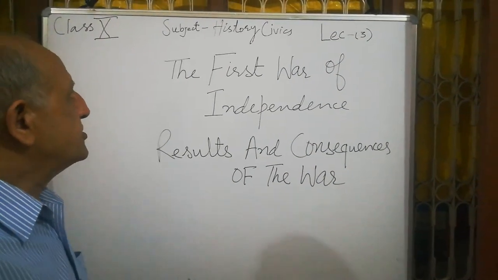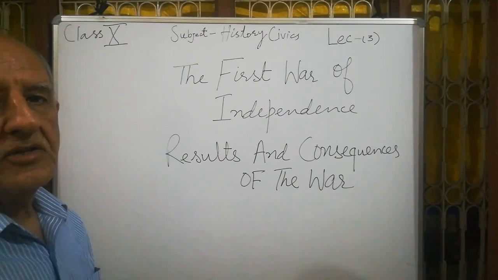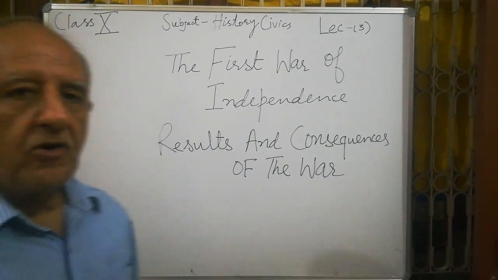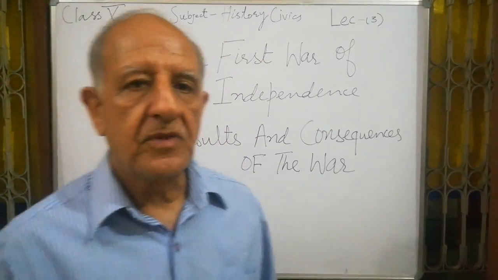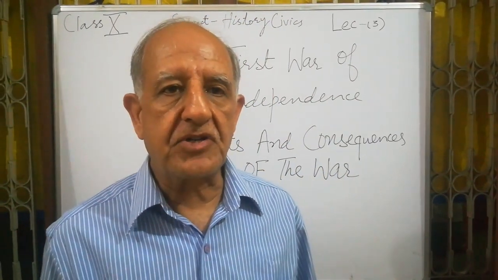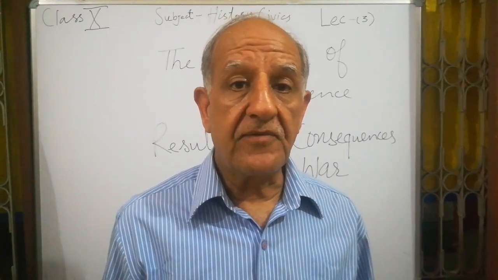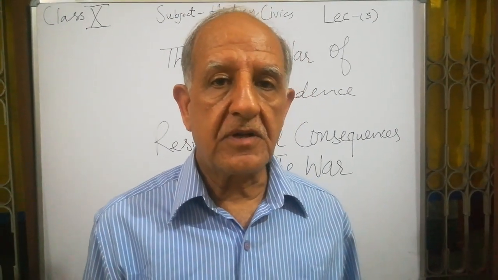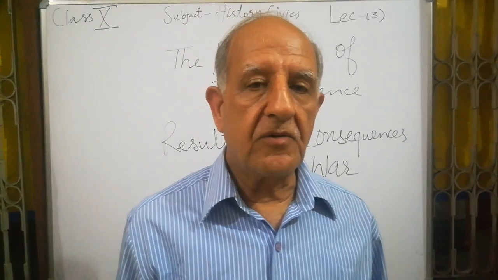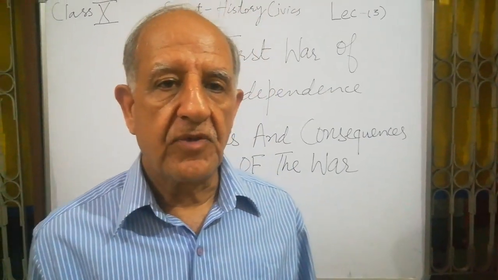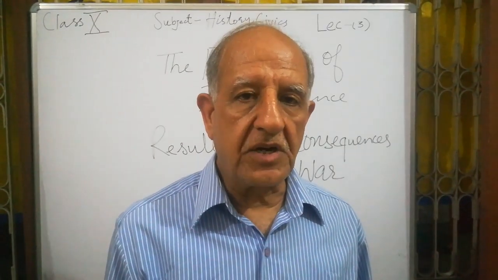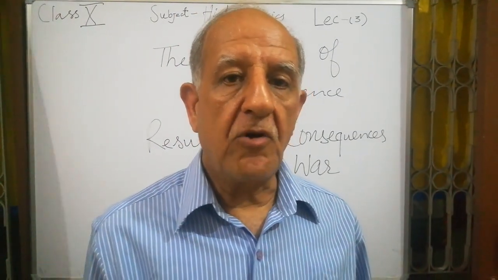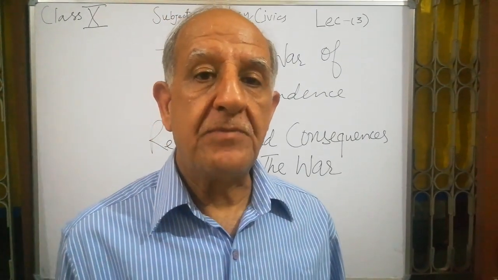Class 10th, we have history and civics today, and the chapter is the First War of Independence. Now, we have already discussed some of the important facts connected with this chapter, like the results and also the causes of the First War of Independence. We have discussed almost all of them: the political causes, the social and religious causes, the economic causes, the military causes, and also the immediate cause.